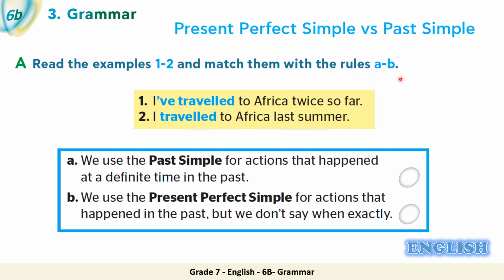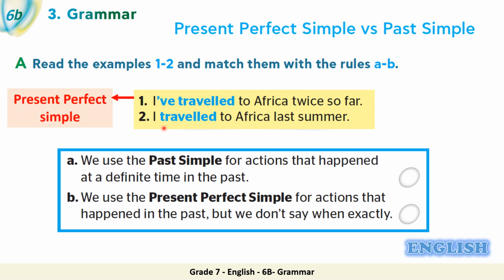Let's start with the sentences and pay attention to the words in blue. Number 1. I've traveled to Africa twice so far. 2. I traveled to Africa last summer. Now, who can tell me what the tense is in the first sentence? That's correct. It's present perfect.